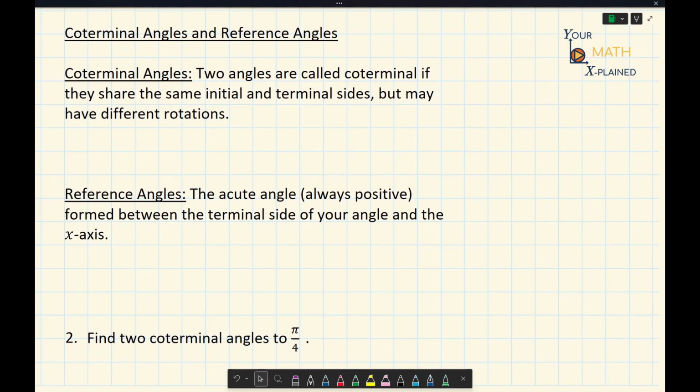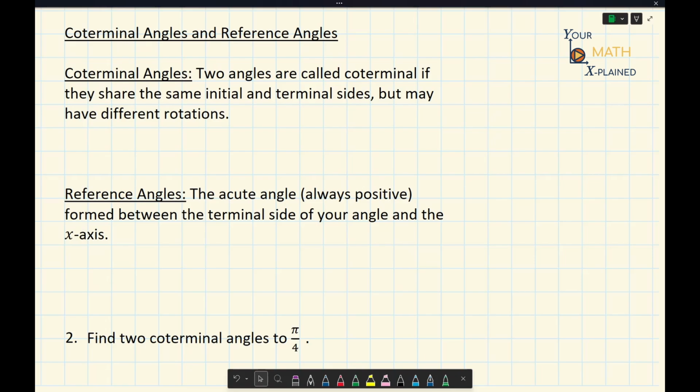Some of you astute viewers might have noticed from the last example that 7 pi over 3 ended at the exact point as just pi over 3. And that is what we want to address here. So these are actually called coterminal angles. Coterminal angles are when two angles share the same initial and terminal sides, but they might have different rotations.